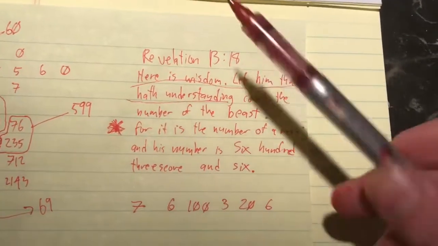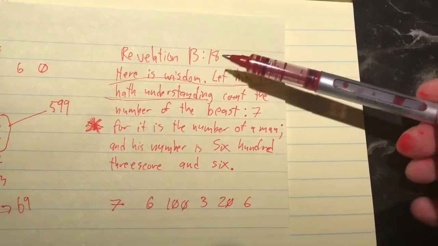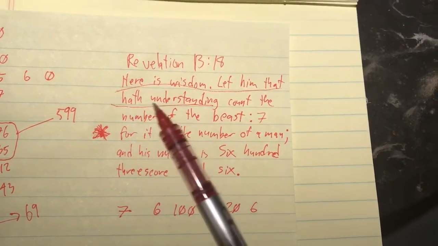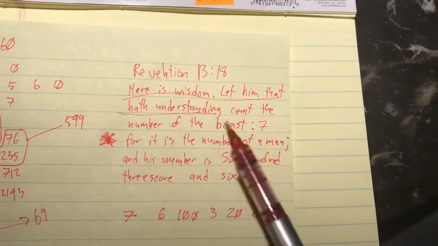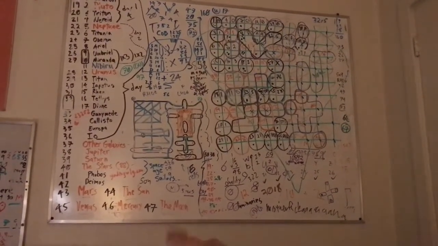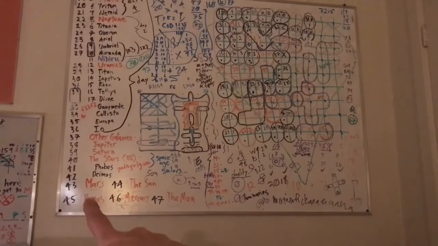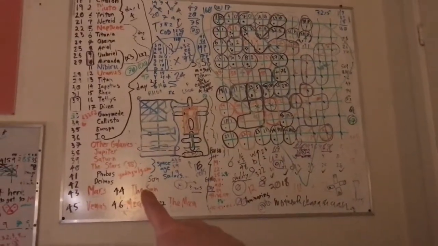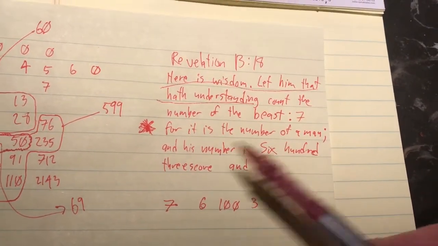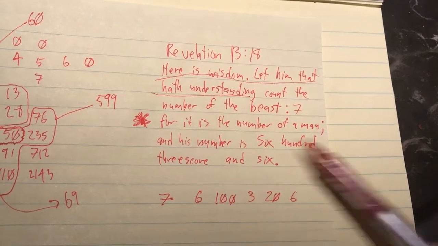It's called Revelation 13:18. You should probably rewatch every video I've ever put Revelation 13:18 in. Anyways, here is wisdom. Let him that hath understanding count the number of the beast. Well, the number of the beast is 7, because beast is the last thing created in creation, which is the moon. The moon is the beasts, okay? Just like Mercury are the bugs, and Venus are the cattle. The sun is the birds. Mars is aqualife. Anyways, so you know it's 7. For it is the number of a man, and his number is 666, and this is the way it's written.